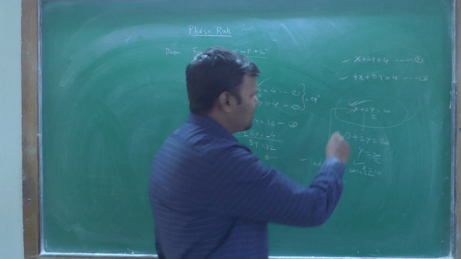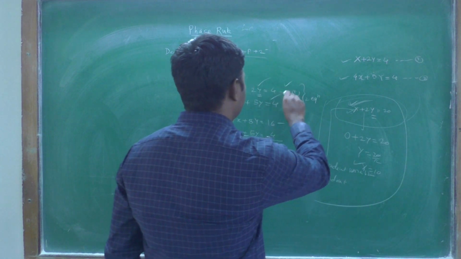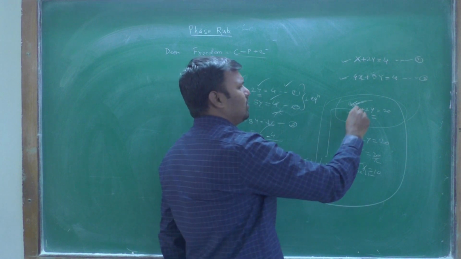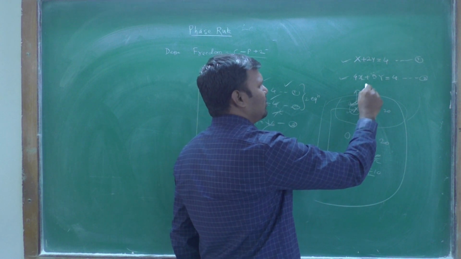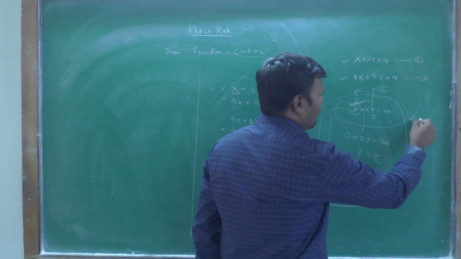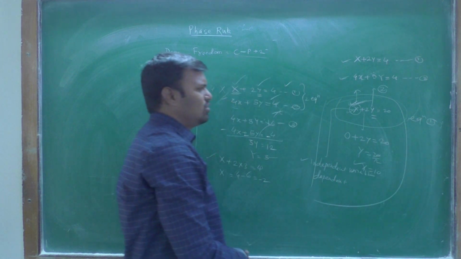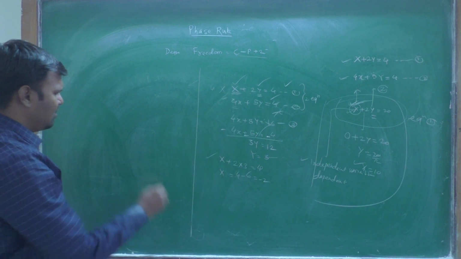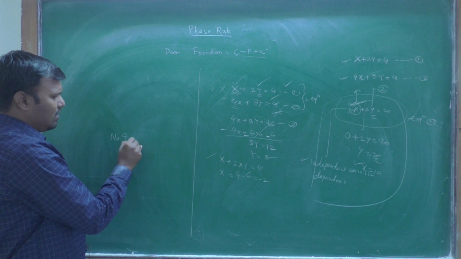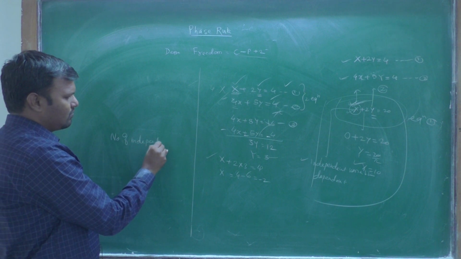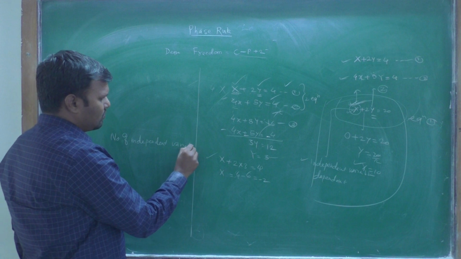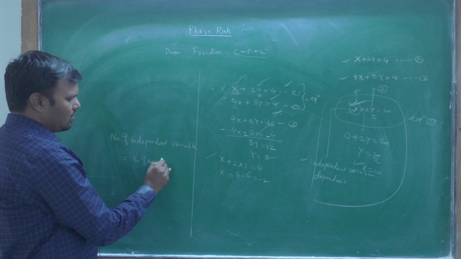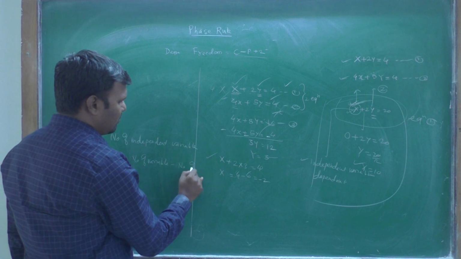By studying this, we are interested in the situation where there are two variables, x being one of the variables and y the other, and only one equation is given. In such a situation, we have a formula obtained from this relation: the number of independent variables is equal to the number of variables minus the number of equations.